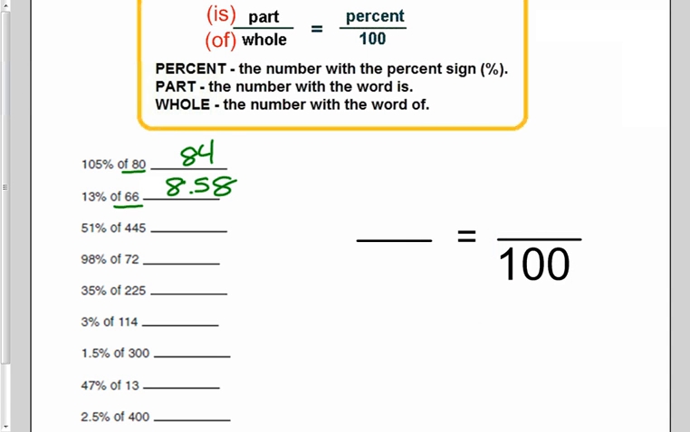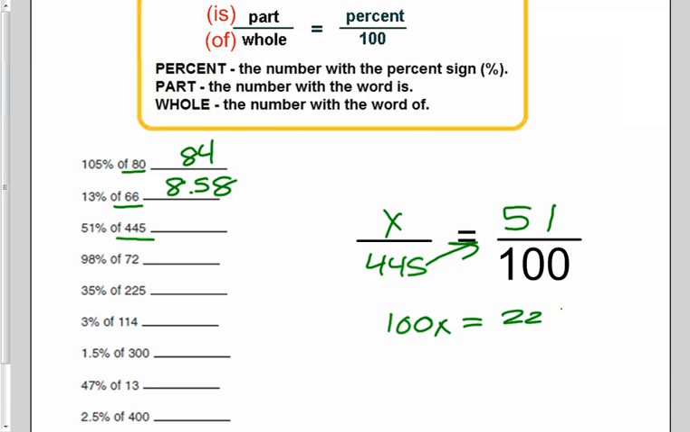The next problem asks, what is 51% of 445? So percent goes on top of 100. We want to know 51% of 445. That's our whole. And we want to know what is our part, 51% of 445. So again, notice it's 100x each time for this type of problem equals 445 times 51. I'm using my calculator for this, and I get 22695.